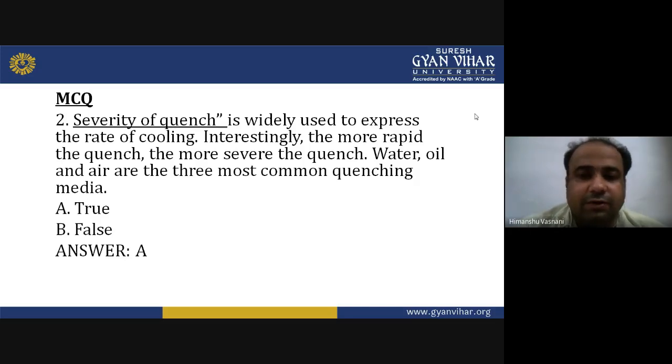Okay, the more severe quenching, sorry. So here the water, oil, and air are the three most common quenching media. Is it true or false? I think it's true. It's true because it is defined in this way only. The more rapid the quench, the more severe the quench.